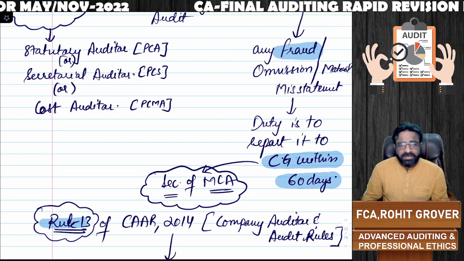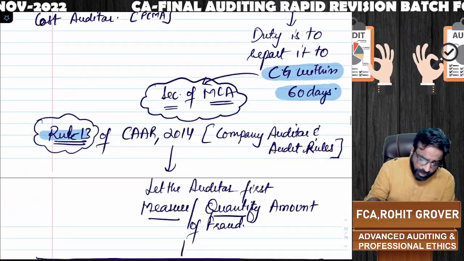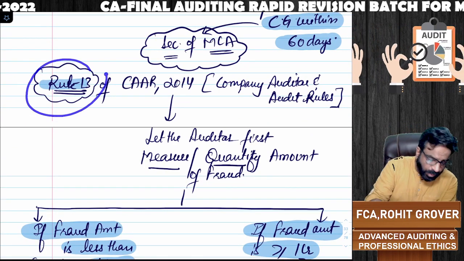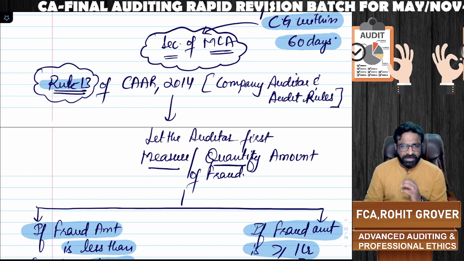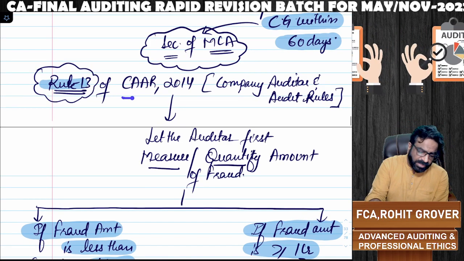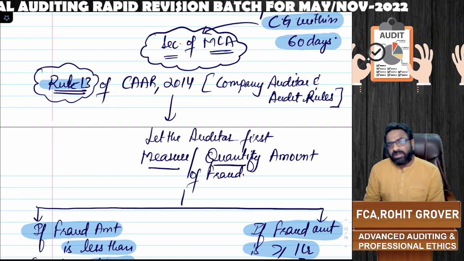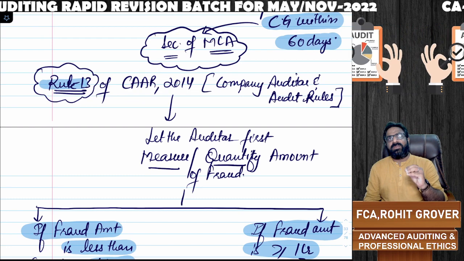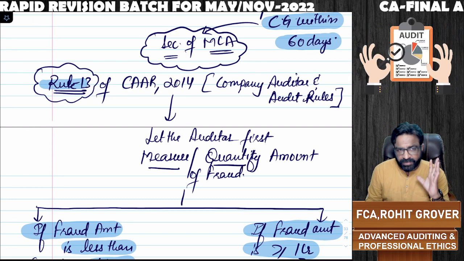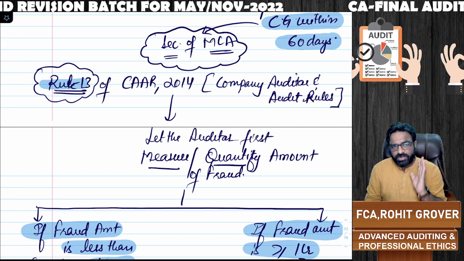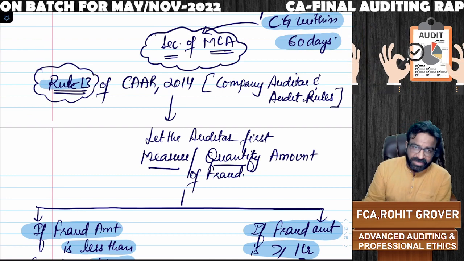Right? But the biggest problem was, sir, how much amount of fraud do we have to report? The solution to this question was given by Rule 13. What does Rule 13 say? Rule 13 says a very simple thing. Rule 13 of CAR 2014. Sir, what is Rule 13 of CAR 2014? It is nothing but the Companies (Audit and Auditors) Rules, 2014. Under that, Rule 13 came. Now what is Rule 13 saying? It is saying a very simple thing.